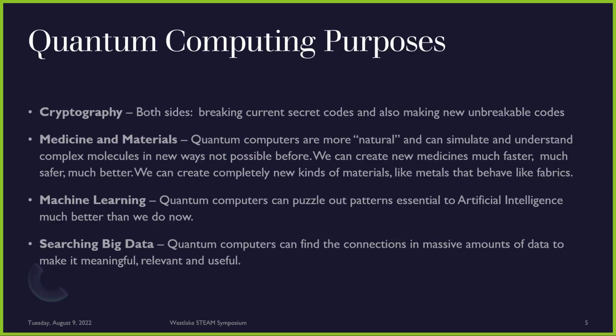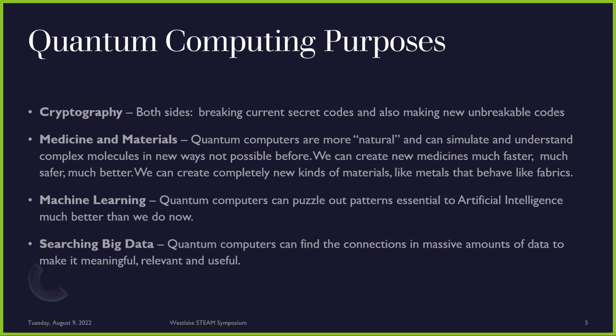Quantum computing has several purposes. There's cryptography, breaking secret codes and making new unbreakable codes. Medicine and materials. Quantum computers can understand complex molecules in new ways not possible before. We can create new medicines much faster, safer, and better. We can create completely new kinds of materials, like metals that behave like fabrics.